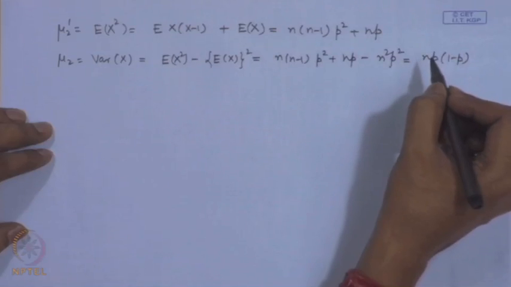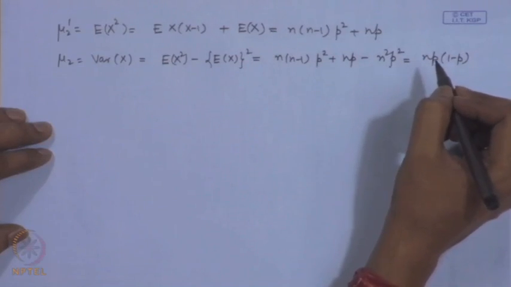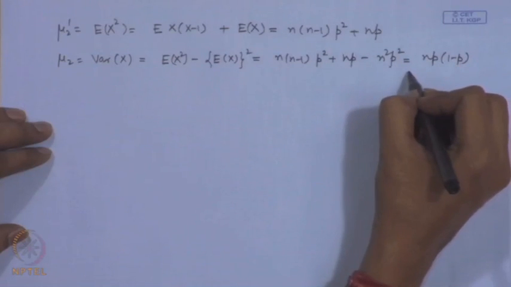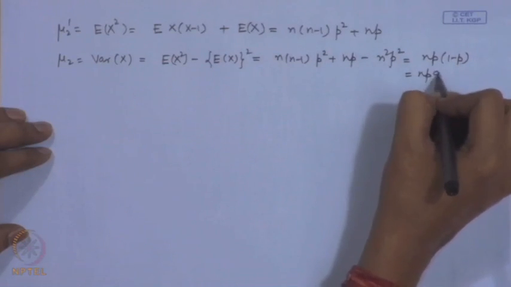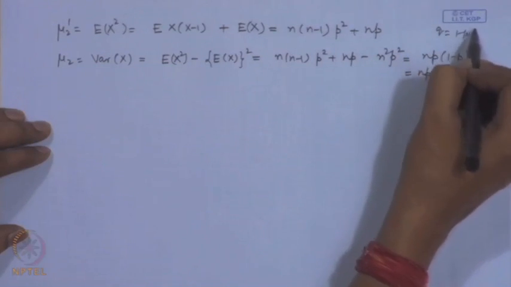In most practical applications, we use the notation 1 minus p equal to q. So, this is also written as n p q, where q is defined as 1 minus p.